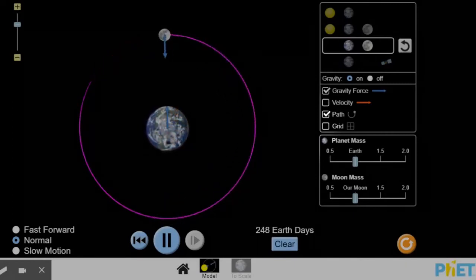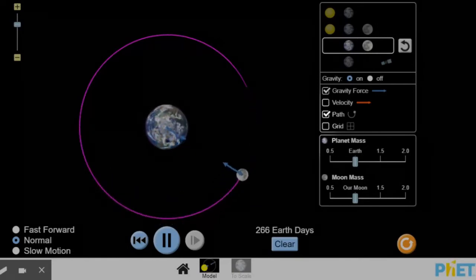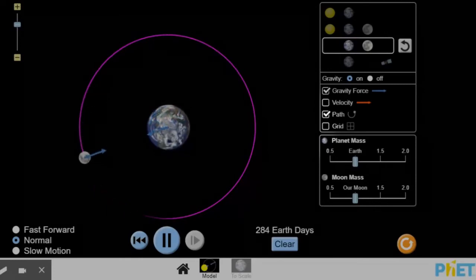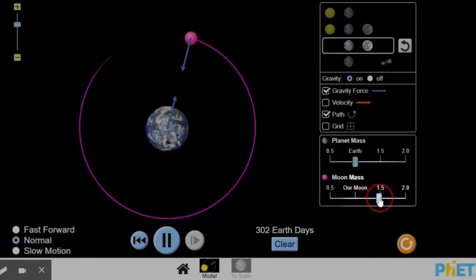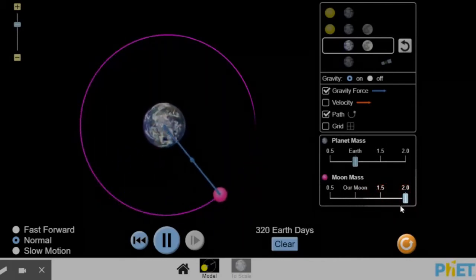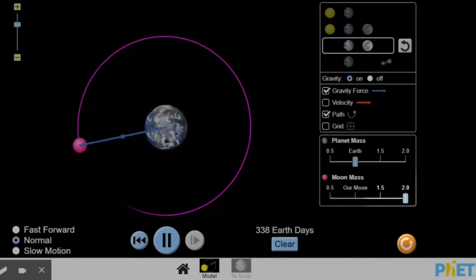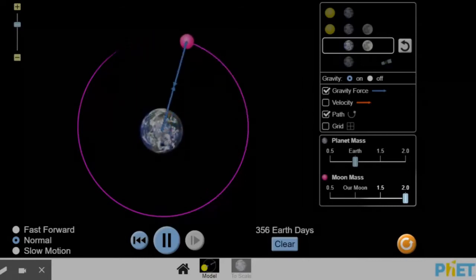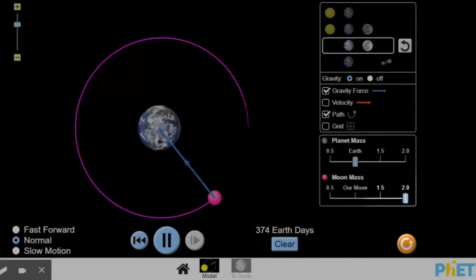That is a way that we can detect orbiting bodies around distant stars, distant planets, is looking at that small amount of wobble. If I increase the Moon mass and make it a different Moon, so 1.5 times and then twice as big, you'll see the orbital period doesn't change, but we are getting a bigger wobble because we've got a greater mass of the Moon.